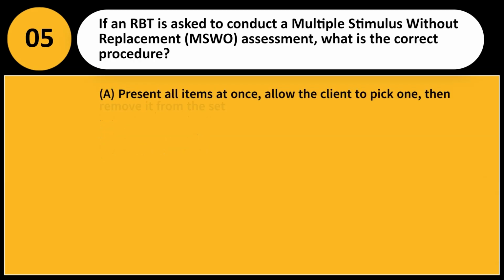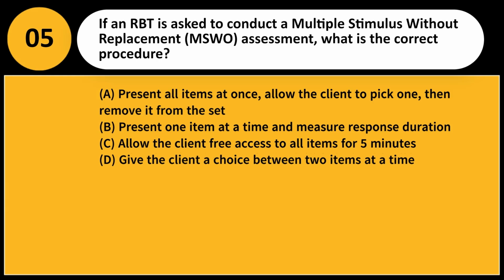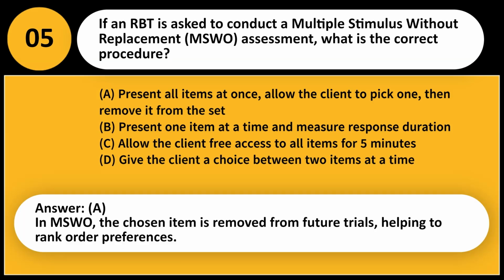If an RBT is asked to conduct a multiple stimulus without replacement, MSWO, assessment, what is the correct procedure? A. Present all items at once, allow the client to pick one, then remove it from the set. B. Present one item at a time and measure response duration. C. Allow the client free access to all items for 5 minutes. D. Give the client a choice between 2 items at a time. Answer A. In MSWO, the chosen item is removed from future trials, helping to rank order preferences.